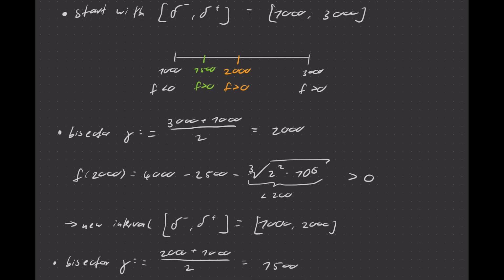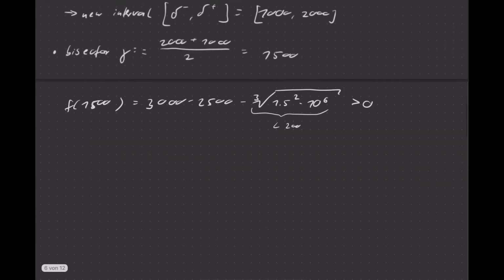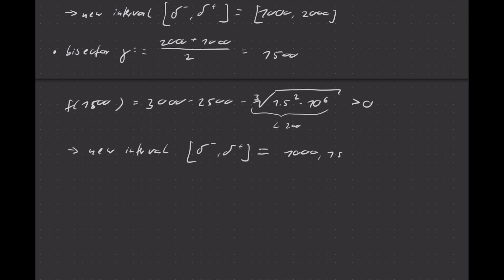And again, we update our interval. We move the right bound. In this case, we keep this part here, right? From negative to positive. So this is the interval that we want. So that means the new interval is now delta minus, delta plus. The interval from 1000 to 1500.